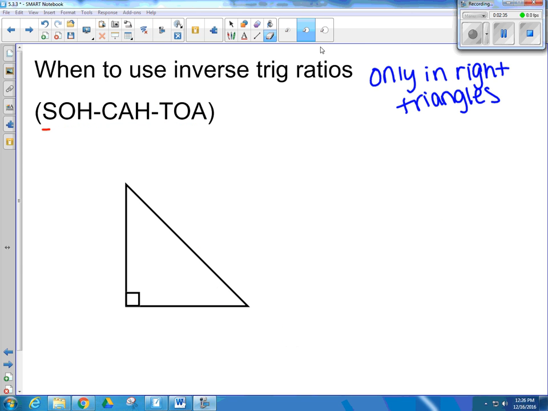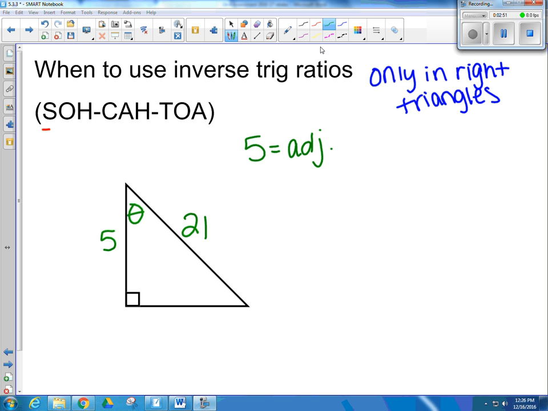Okay, so now let's say my angle is right here. I'm trying to solve for this angle theta. I'm given this side is 21. I'm given that this side is 5. So I look and I say, okay, if I was trying to solve this, what is 5 to that angle? Well, 5 is the adjacent side. What is 21? 21 is the hypotenuse.